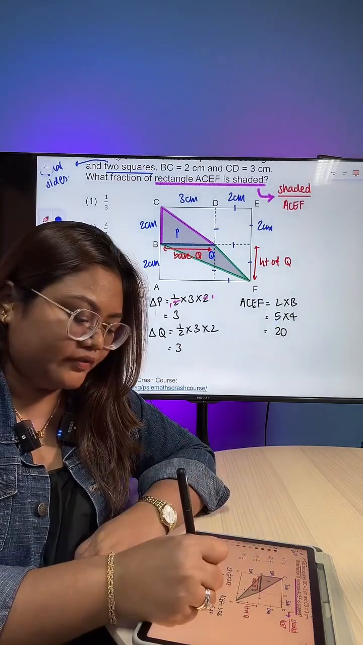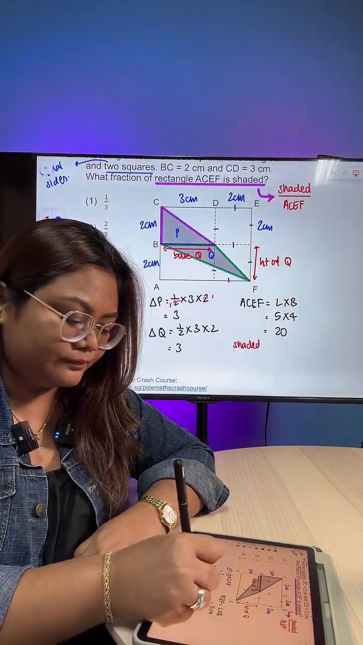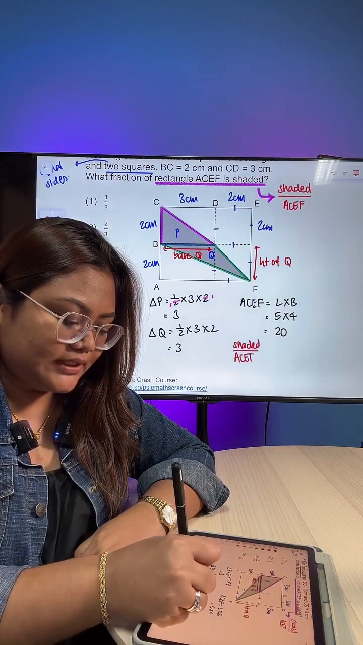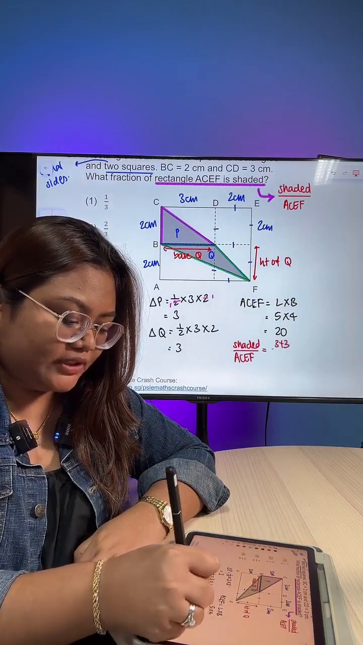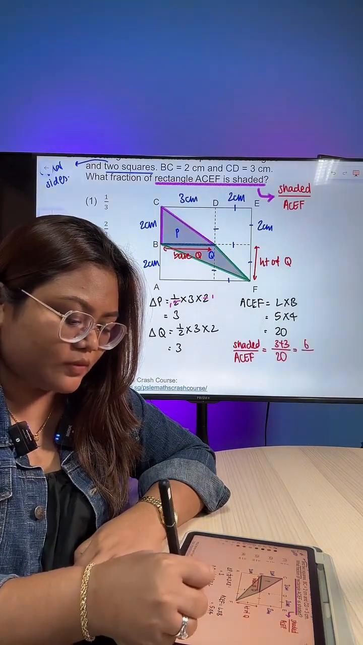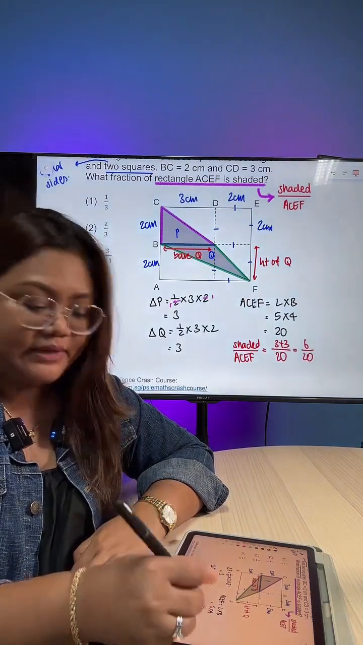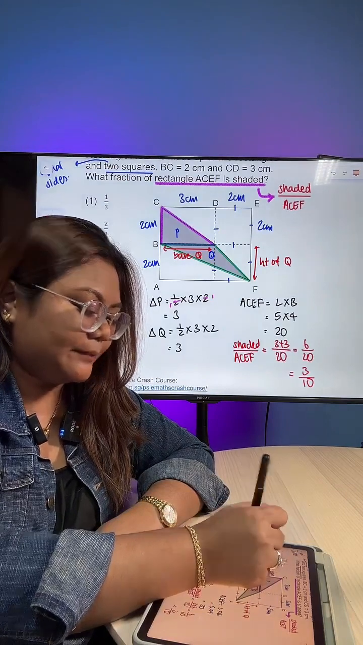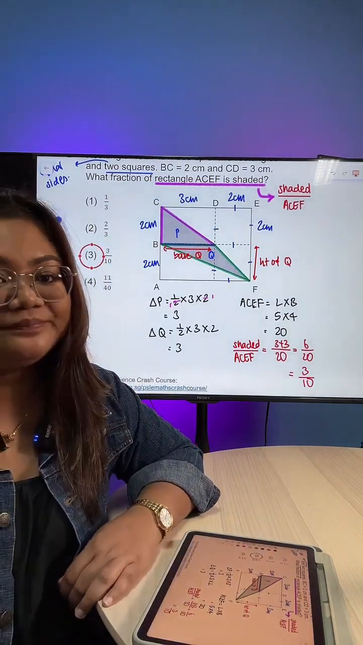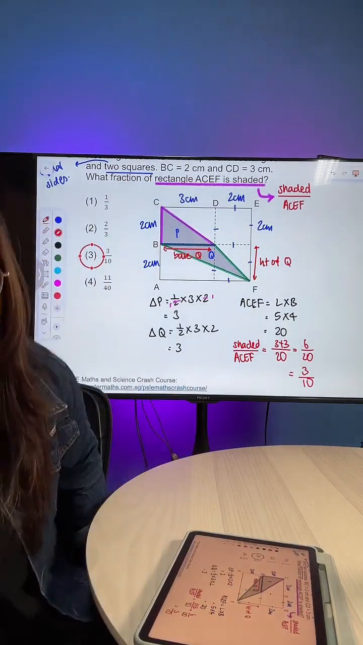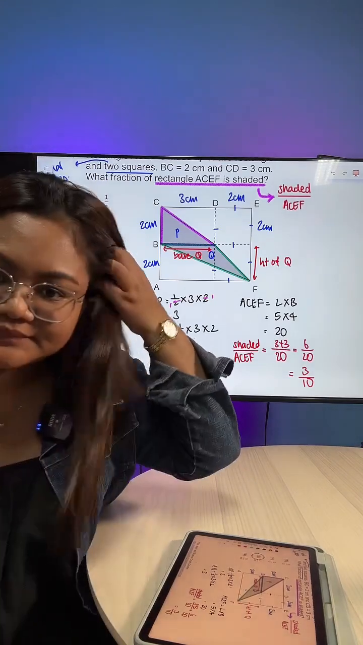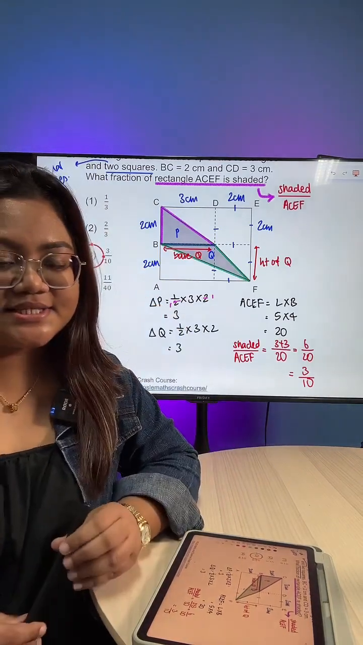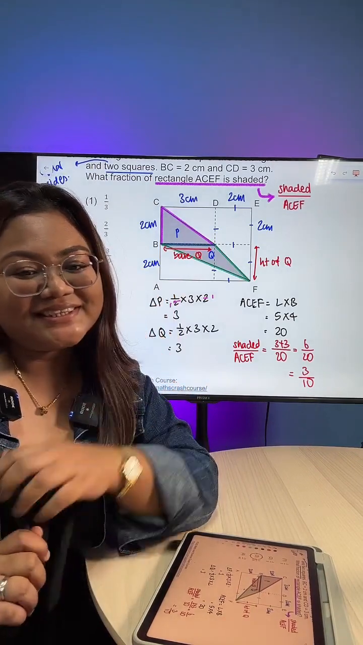Now I just form the fraction that I want. I want shaded over ACEF. That's 3 plus 3 over 20. So 6 over 20, which is the same as 3 over 10. Answer is option number 3. Okay? Okay? Alright. Everybody understand?